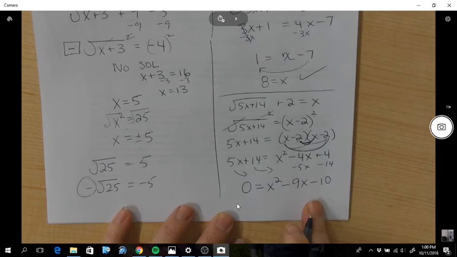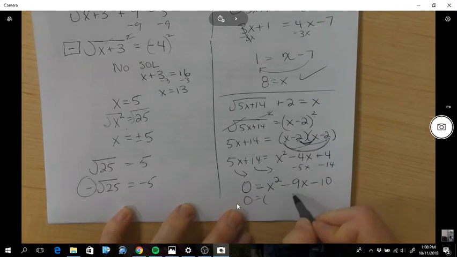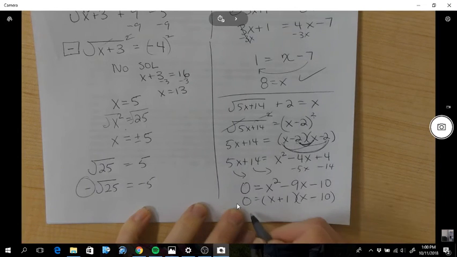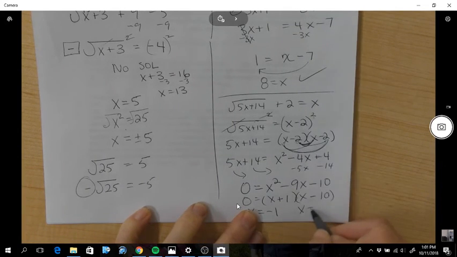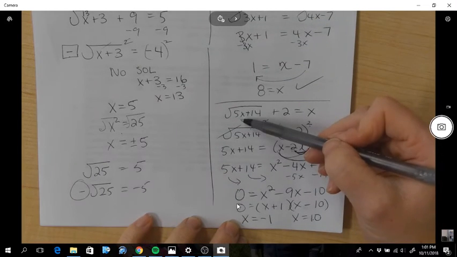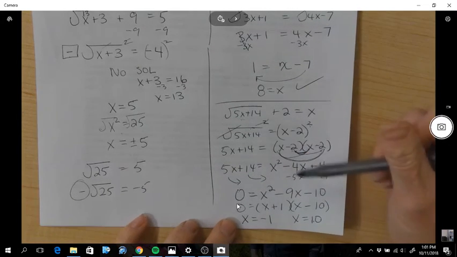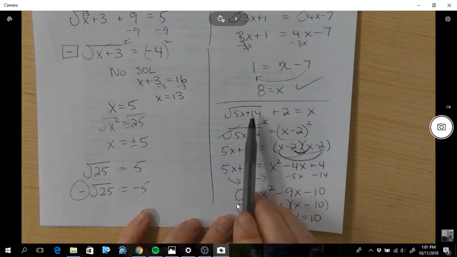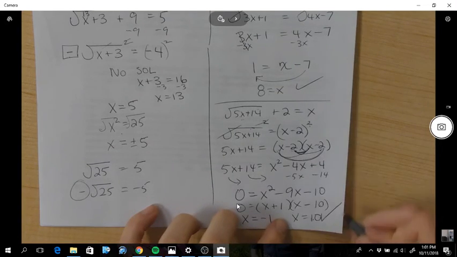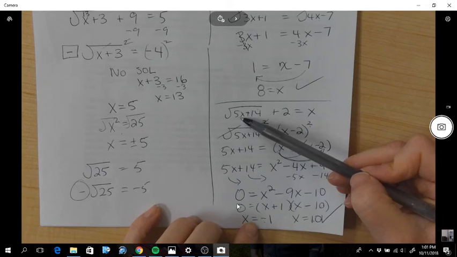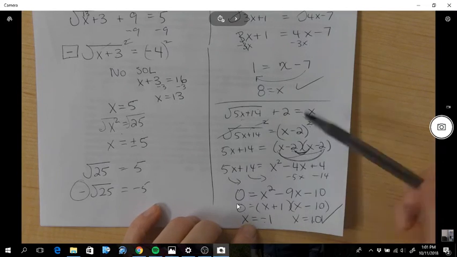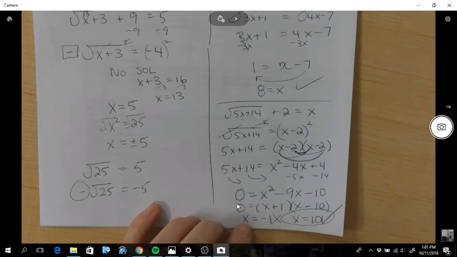Once I'm here, I can't isolate it, so I need to factor. I'm going to use a 1 and a 10. Negative, positive. So x could be negative 1 or x could be 10. When you plug in your solutions, and you plug in 10, that's 50 plus 14, 64. The square root is 8. 8 plus 2 is 10. That checks. Negative 1, you get 9. The square root of 9 is 3. Plus 2 is 5. 5 does not equal negative 1. So you have one solution.